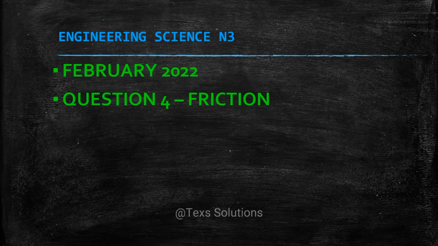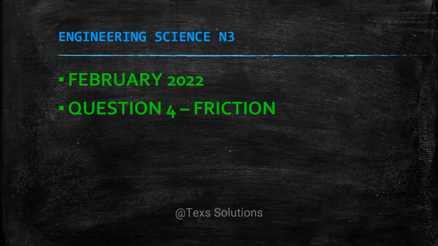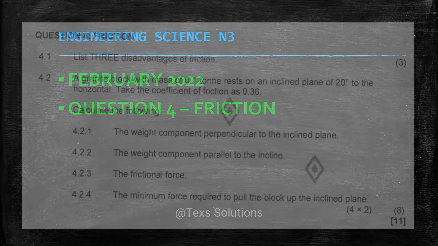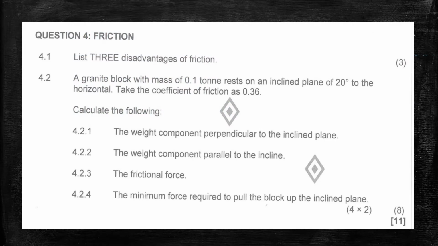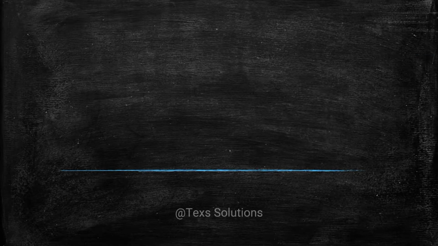Step-by-step solution to the section on friction, which is question 4, and we'll be focusing on the February 2022 past exam paper. If you look at the question, the first question is to list 3 disadvantages of friction, and the second question involves doing calculations on the inclined plane. Let's take a look at the solutions.